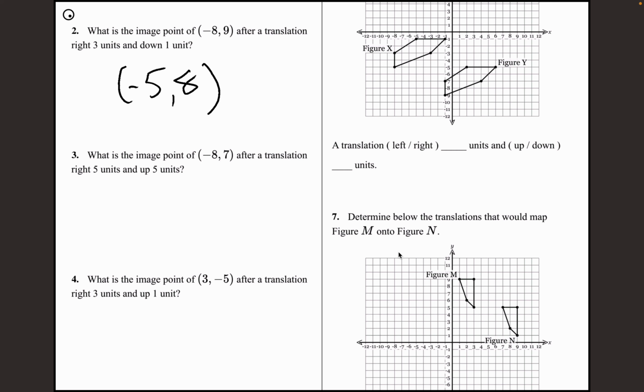I don't know why all of these questions have right. But the next one says left. It says, what is the image point of negative 8, 7 after a translation left 5 units and up 5 units? If we're going left, are we subtracting or adding? We're subtracting. So what's negative 8 minus 5? Negative 13. We go up 5 units, are we adding or subtracting? Adding. So positive 12.